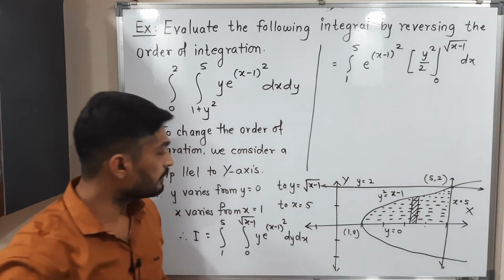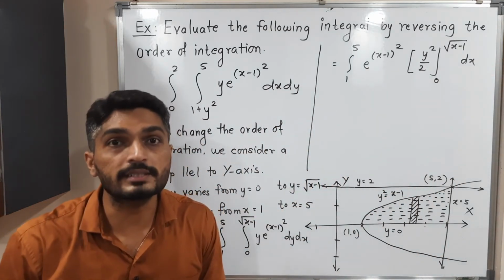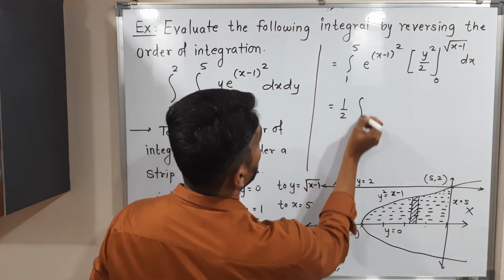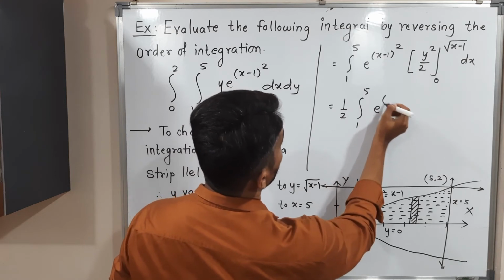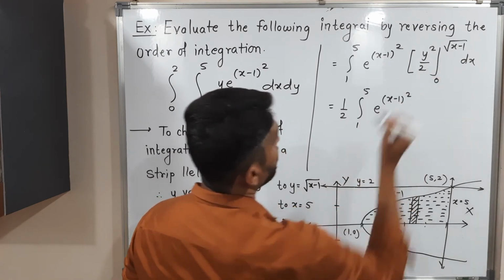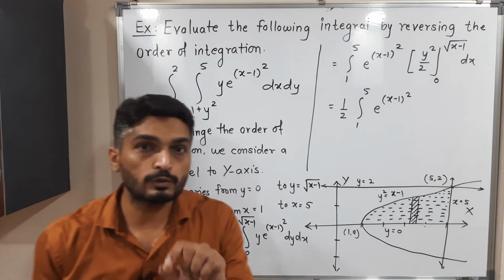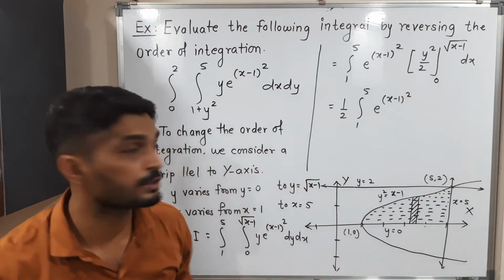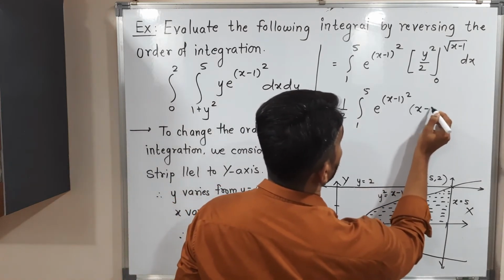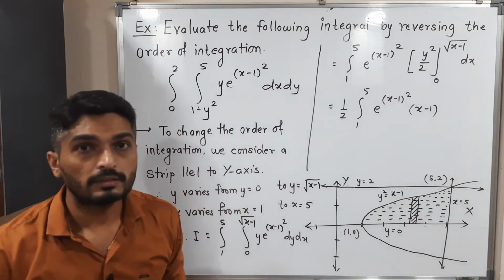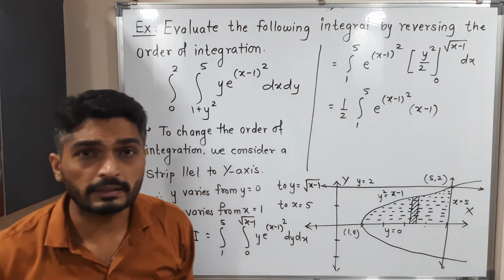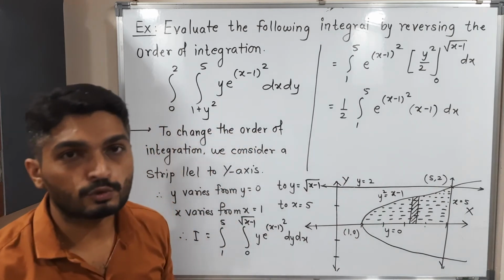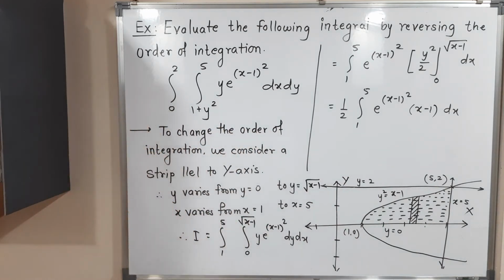We always take constants outside. So we have 1 by 2 here, which is a constant. Let me take it outside: 1 by 2 integration 1 to 5 e raised to x minus 1 square. If you put the upper limit, we will have square root of x minus 1, but we are taking the square, so the square and square root will cancel each other, and we will have simply x minus 1. And if you put 0, you will have 0, no need to write anything. So I will continue with this one, dx. There is no more space to solve this problem, so make a screenshot of it, then we will go further.